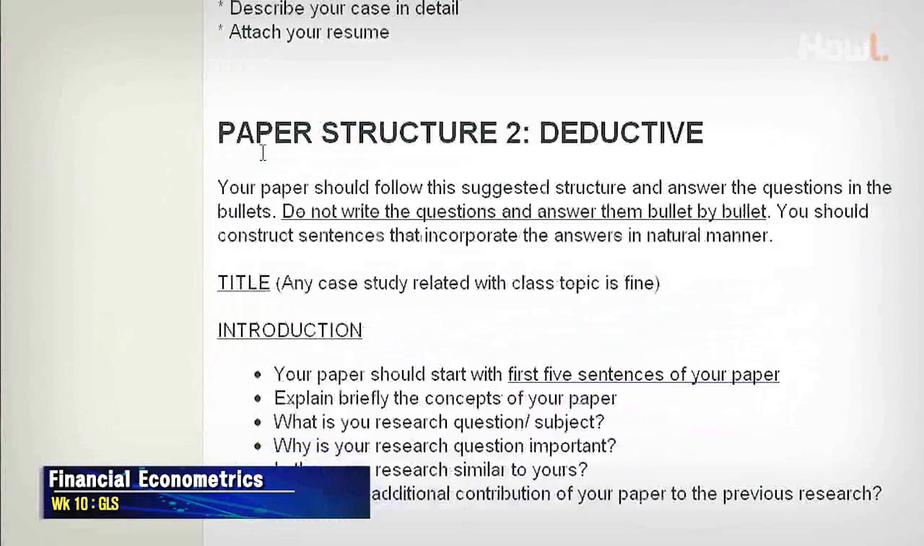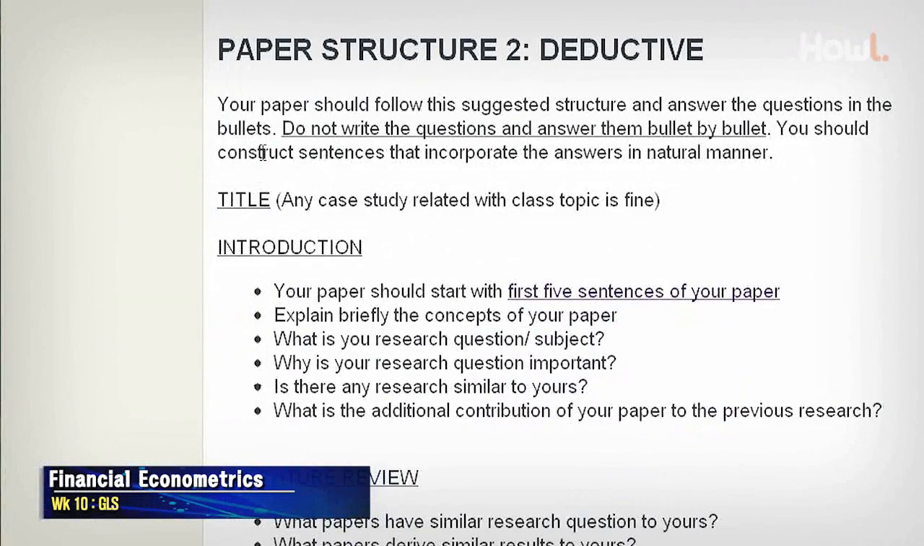In the deductive way, of course, you need a title and introduction. Even if it is deductive writing, you still write the same first five sentences of your paper. Explain briefly the concept of your paper. What is your research question and subject? Why is your question important? Is there any research related to yours? And what is the additional contribution of your paper to the previous research? Then next you go to the literature review. You have the research question, the investment idea. Then you check the literature, whether people found results similar to or opposite to your own idea.